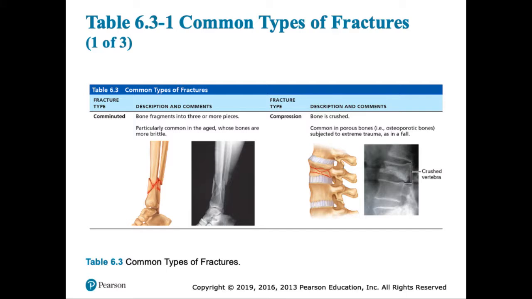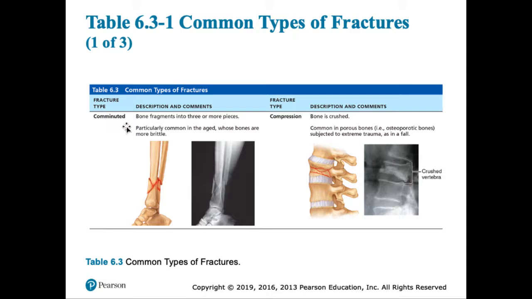Another thing that we need to talk about in this chapter, and it's one of the last topics that we'll talk about, is some common fractures. And so, of course, bones can break. They're extremely strong and flexible, but too much pressure or too much force can break them. We have different types of bone fractures that can occur. So these are some of those common types.